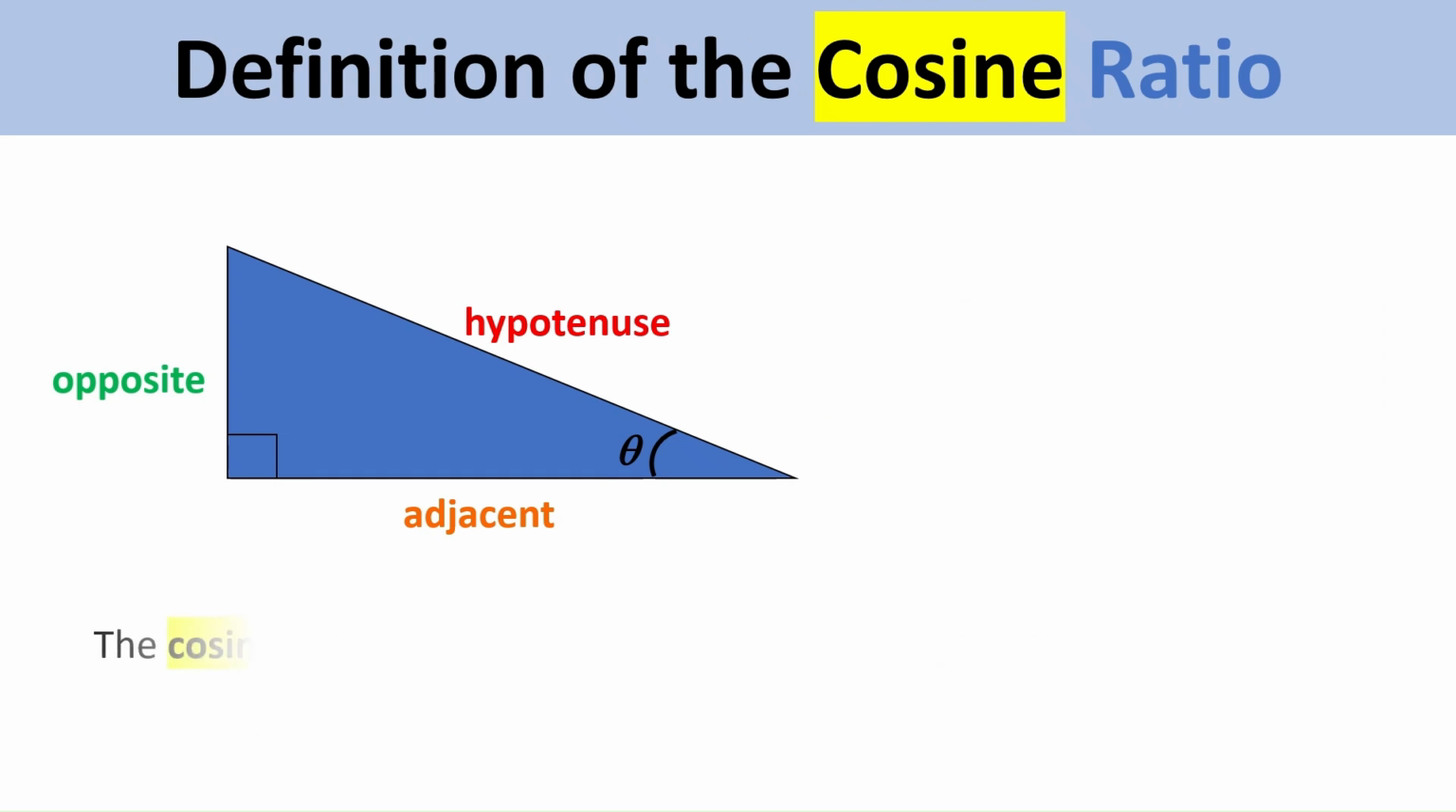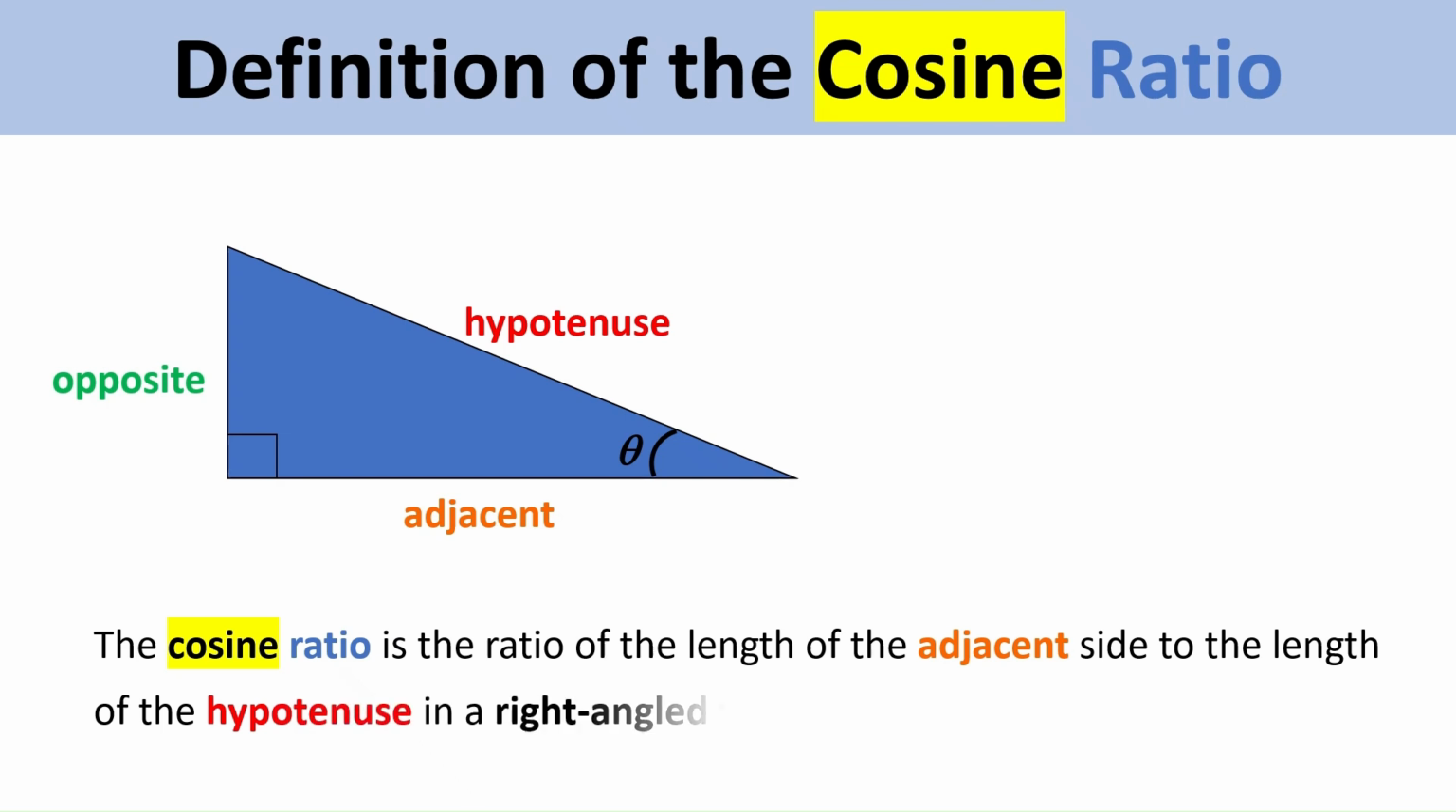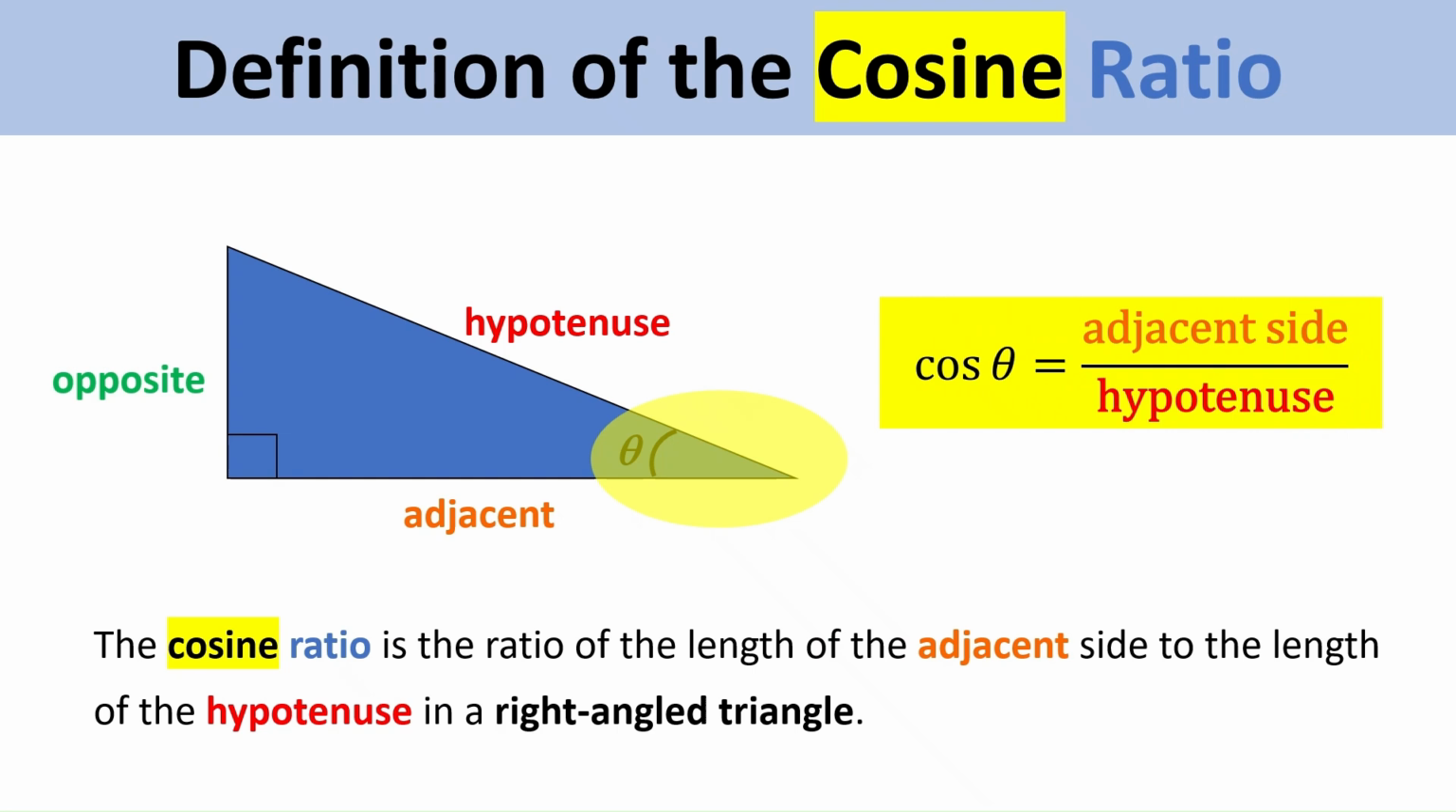The cosine ratio is defined as the ratio of the length of the adjacent side to the length of the hypotenuse in a right-angled triangle. Since the adjacent side can also only be determined with reference to an angle, say theta, we use the notation cosine theta to represent the cosine ratio as a fraction. Do note that the letters cos are used as a short form for cosine.